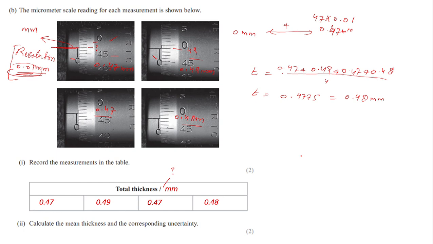This is the thickness, and now the corresponding uncertainty. The uncertainty delta t is range divided by 2, and the range is 0.49 minus 0.47, divided by 2. So your answer will be 0.01 millimeter. So thickness t is 0.48 plus minus 0.01 millimeter.